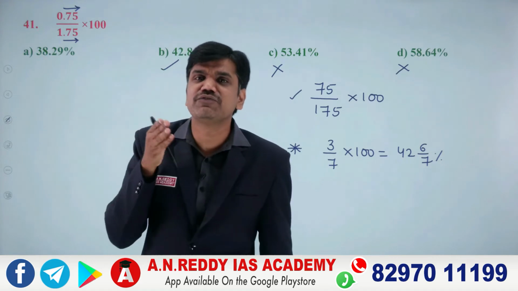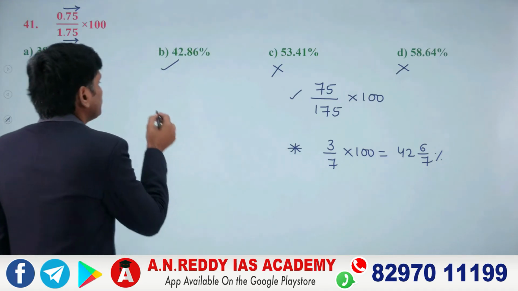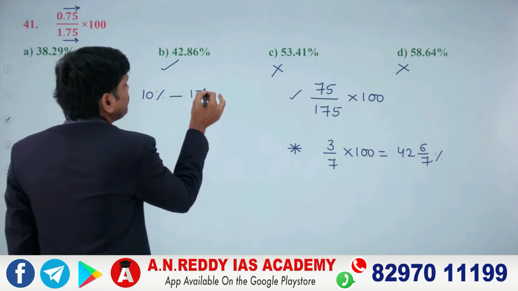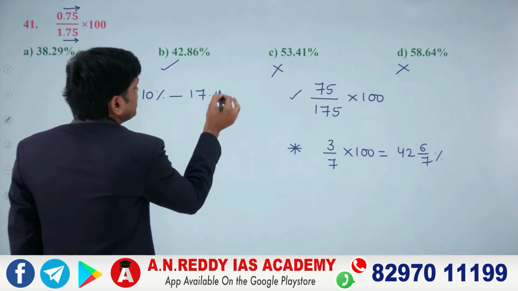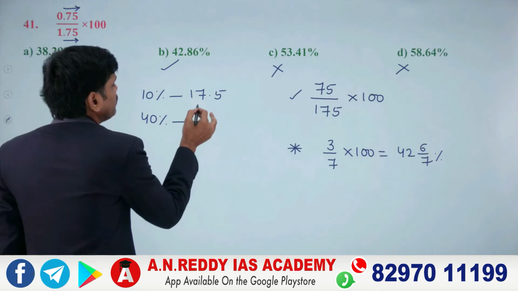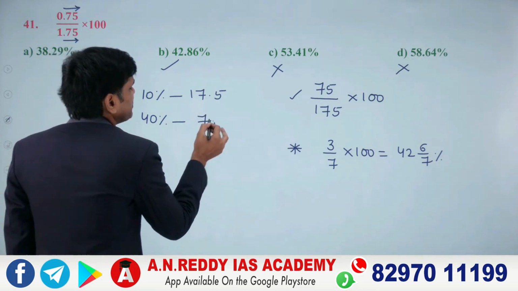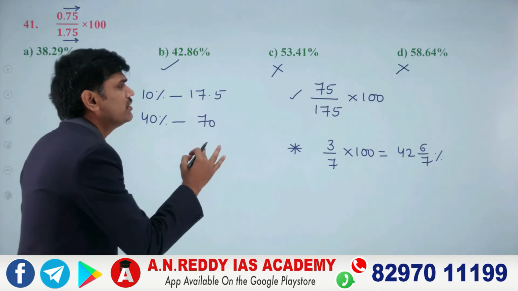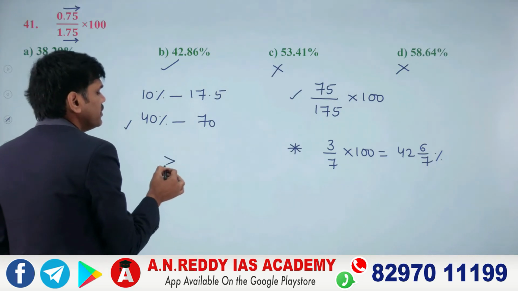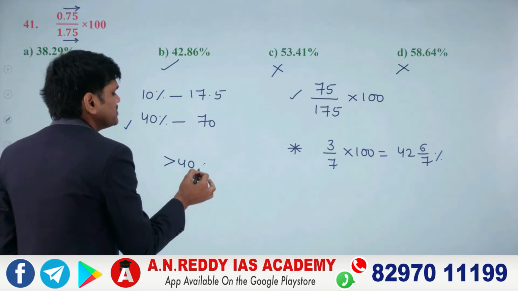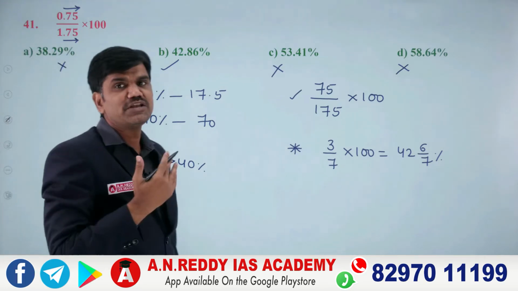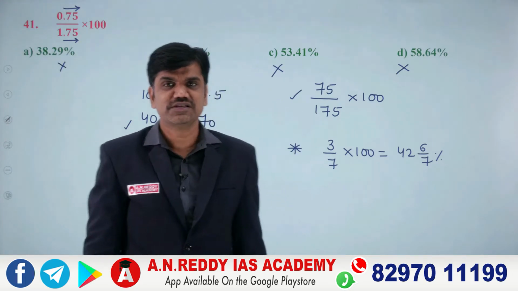I will take 40%. How do I get 40%, dear? 10% we know, it is 17.5. When I take 40%, that is 4 times of that. 40% means 4 times, no? 4 times of this will give me how much? 70. So I am very much sure that my answer is more than 40%. So it should be more than 40% and less than 50%. Hence my answer has to be option B. Is that clear?